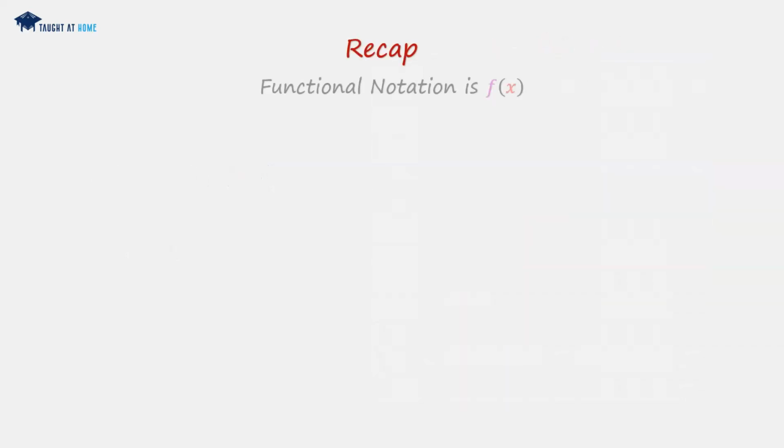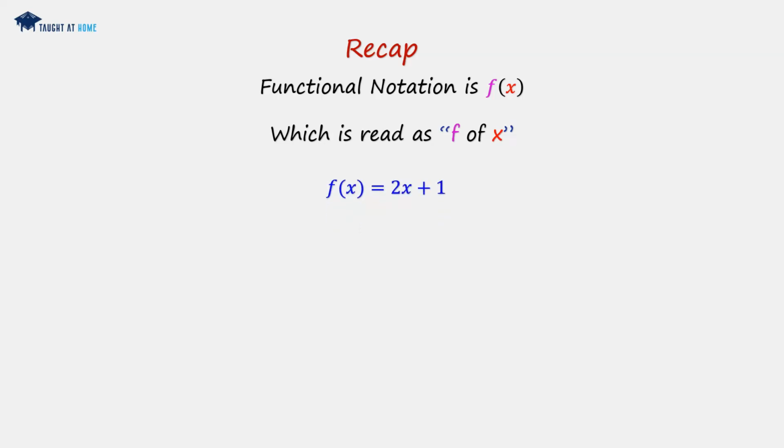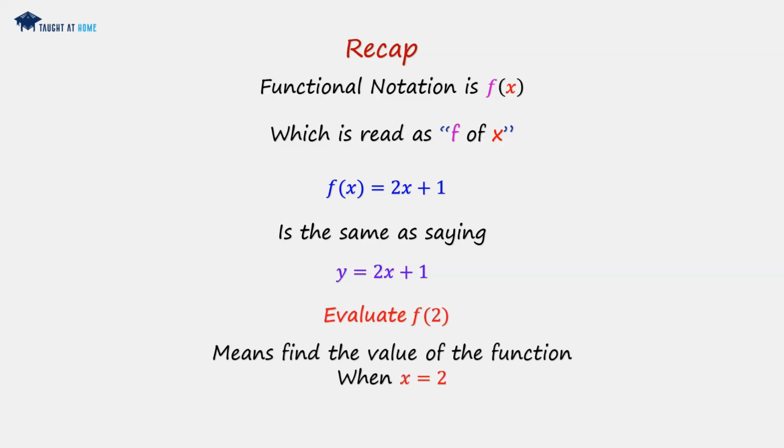So to recap, functional notation is f of x, and we read this as f of x. For example, f of x equals 2x plus 1. That's the same thing as saying y equals 2x plus 1. We are replacing y with f of x. And when we have to evaluate a function such as the one above, we can say evaluate f of 2, and this means find the value of the function when x equals 2.